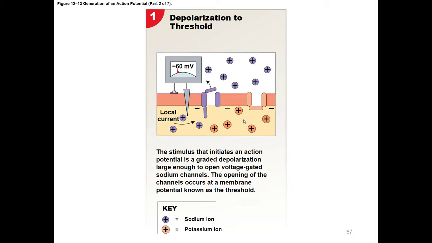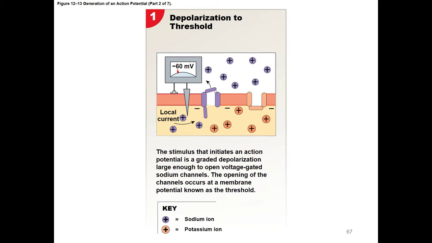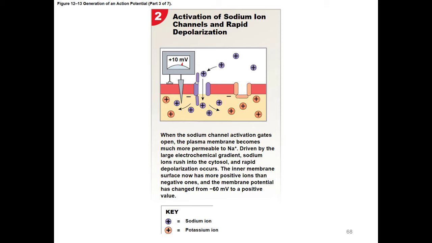So step one, we need a stimulus to be strong enough to get us to threshold. Remember, threshold is negative 60 to negative 55. So you can see that our sodium channel is starting to respond, is starting to open because we did reach threshold. So since we reach threshold, sodium channel will sling open, as you can see here, and sodium will begin to rush in.